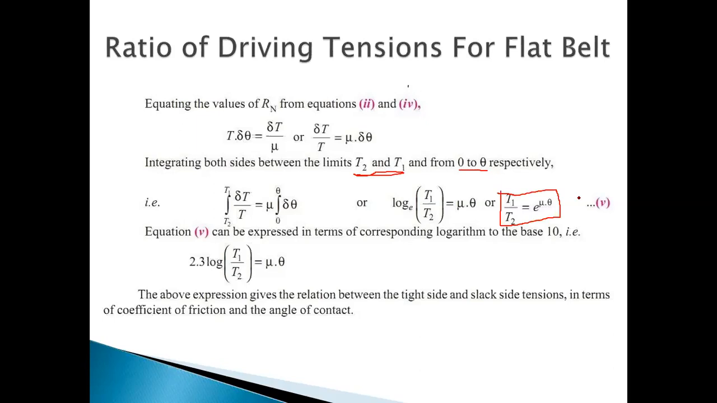Sometimes you are given the slack side tension but not the tight side tension, or you are given the tight side tension but not the slack side tension. But in the example you have the coefficient of friction and wrap angle, so you can solve for the slack side or tight side tension with the help of this equation, T1 by T2 is equal to e raised to mu theta.